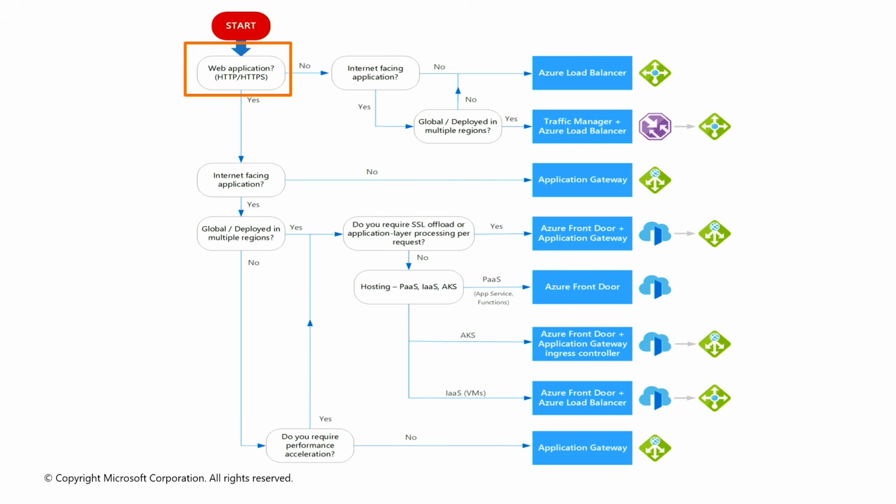We start with the traffic type. Is it HTTP-based application, layer 7, or is it TCP/UDP, layer 4? Then we need to understand, is it public-facing, is it internal application? What kind of features do we require? What kind of operations do we run? Do we need a web application firewall, TLS termination, path-based routing, or just raw L4 performance? Where is our app hosted? On virtual machines? On AKS? App services? That will lead us to different solutions.